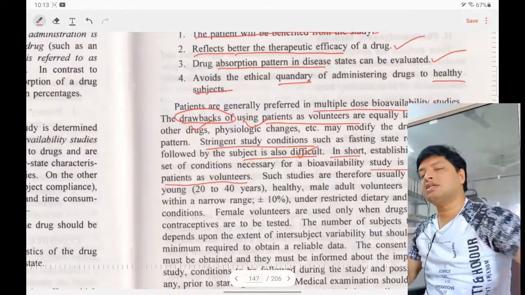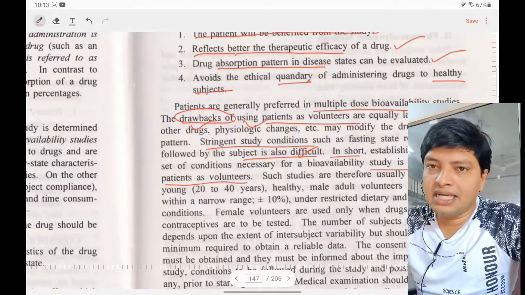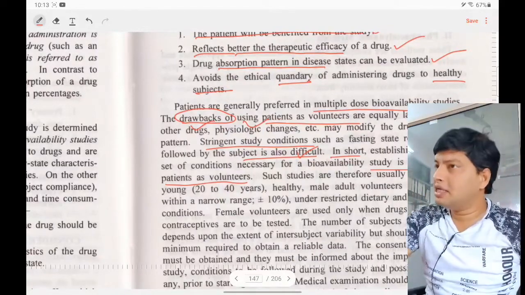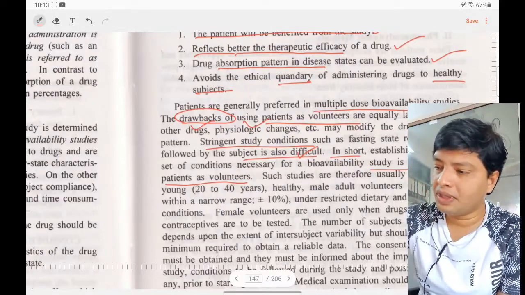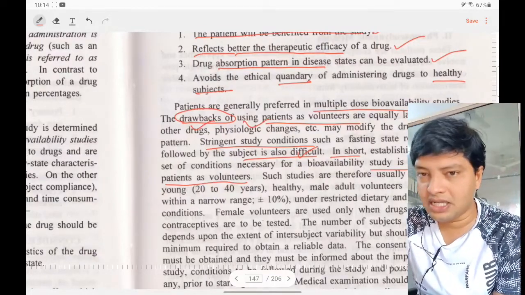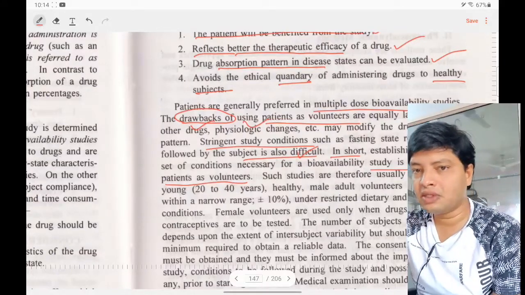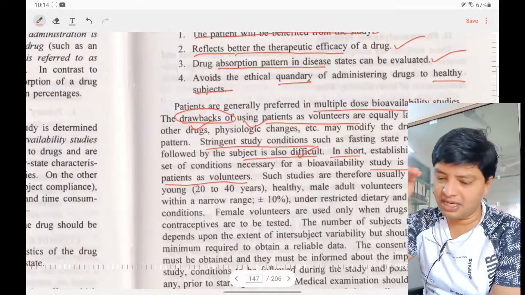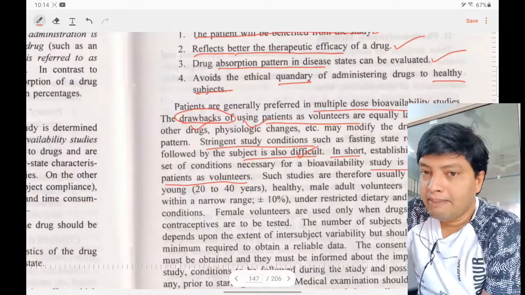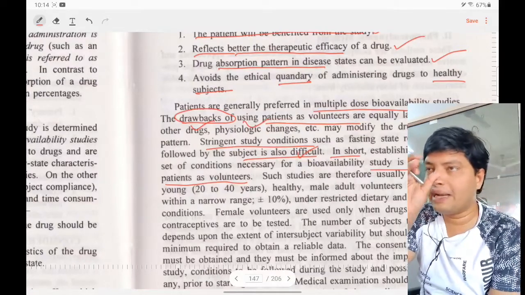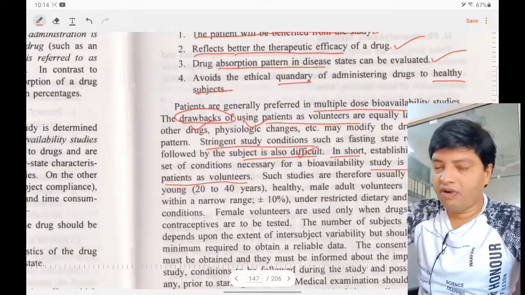So with patient volunteers, what is the problem he is saying? In short, in patient volunteers, establishing the required standard set is difficult, like the blood should be withdrawn at this time, he should come to the steady state at this time, he should be kept fasting till this time. So these are the set of standard conditions which need to be followed while conducting the bioavailability multiple dose studies. By taking patients, these problems arise due to the first set of standard conditions.